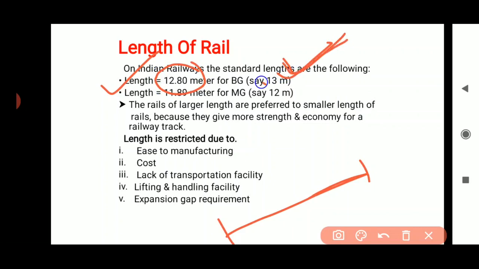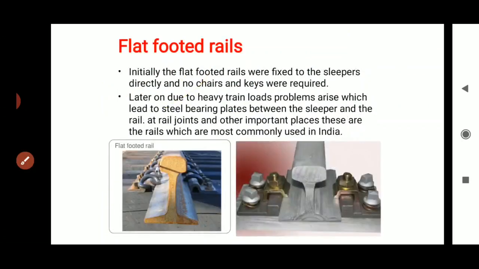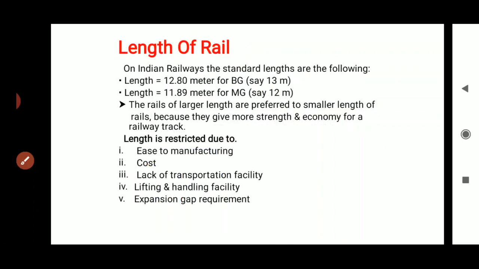And in case of meter gauge, the length of one rail is 11.89 meter, which we generally take as 12 meter. So in case of broad gauge, the length of one rail is 13 meter, and in case of meter gauge, the length of one rail is 12 meter.